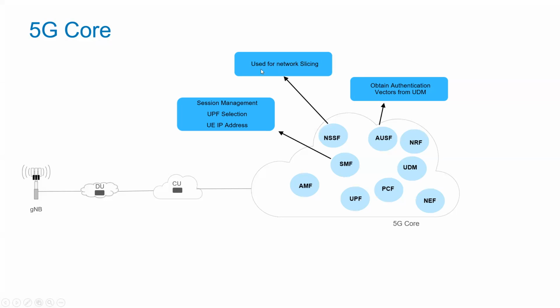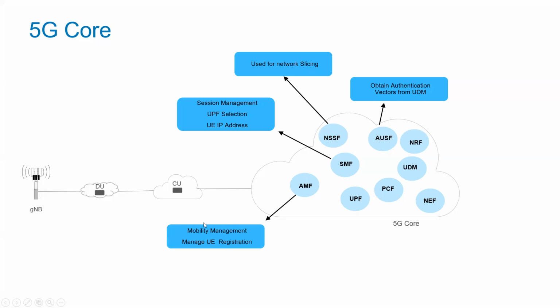NSSF is basically used for network slicing and is responsible for allocating a network slice for a particular UE. There are basically three types of network slicing, as we told in the earlier sessions. One of them will be allocated to the UE, and NSSF's responsibility is to allocate the network slice to that UE appropriately.